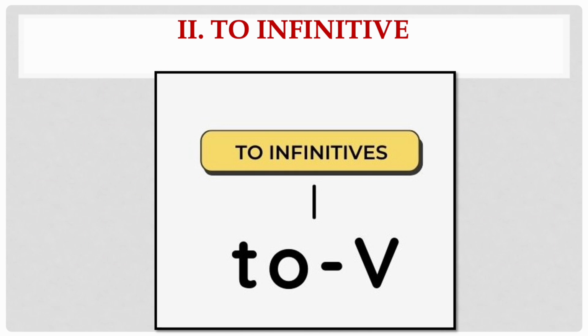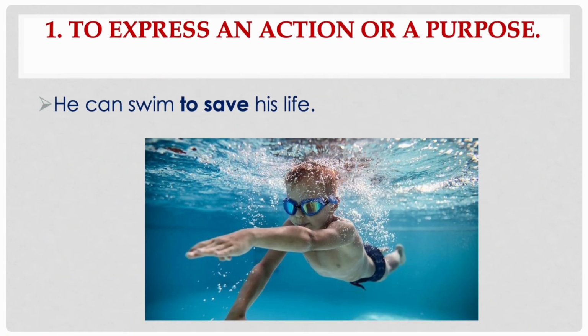Look at the uses of the to infinitive. It can be used in several ways. One common use of the to infinitive is to express an action or a purpose. When the to infinitive expresses purpose, it answers the question what for. For example, what can he swim for? He can swim to save his life. So remember, the to infinitive can show the reason or purpose for an action.